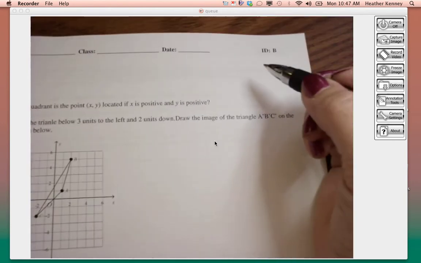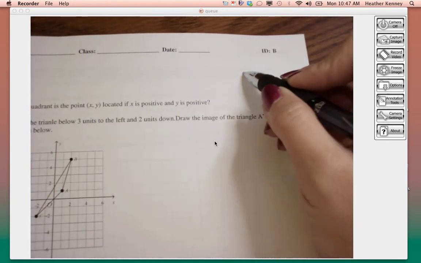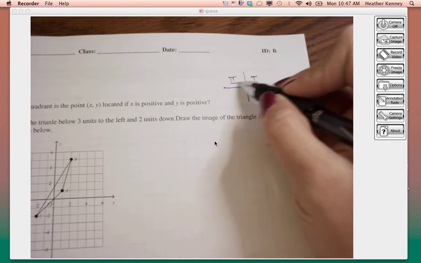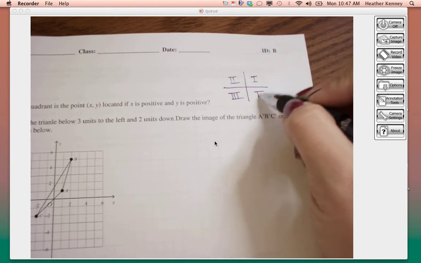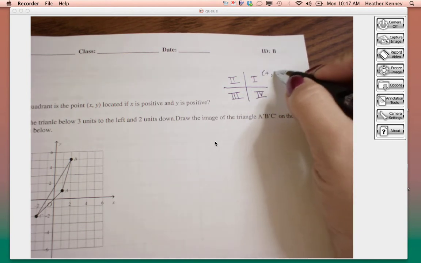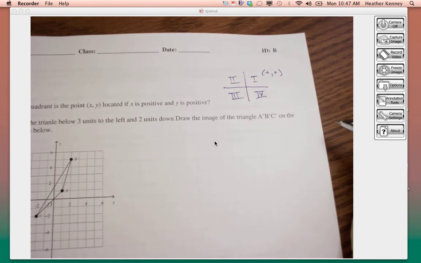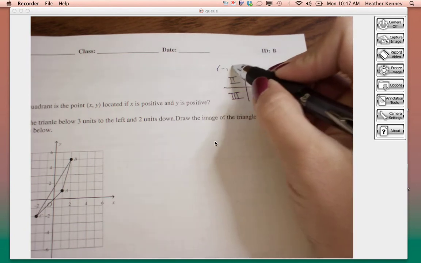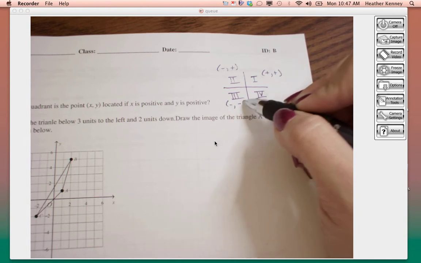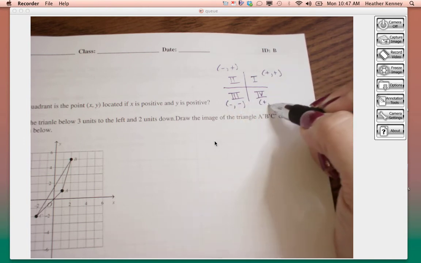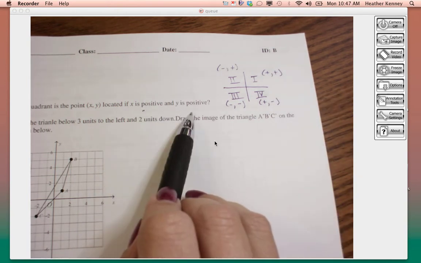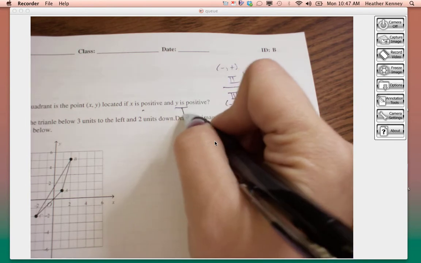So in every coordinate plane, we have 4 quadrants: 1, 2, 3, and 4. If x and y are both positive, it's going to be in quadrant 1. Quadrant 2 is negative x, positive y. Quadrant 3 is a negative x, negative y. And quadrant 4 is a positive x, negative y. So if x is positive and y is positive, the answer would be quadrant 1. That should have been your answer.